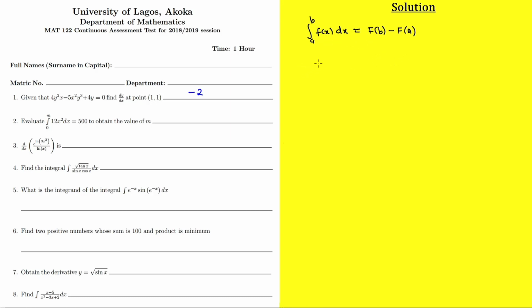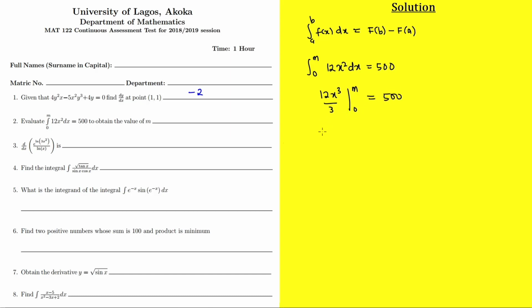Now what I'm saying in essence is that here we are given the lower limit to be 0 and the upper limit to be m, and this to be 12x squared dx equal to 500. Meaning that if we try to integrate this function, we are going to have 12x cubed divided by 3, taking the lower limit to be 0 and the upper limit to be m, to be equal to 500.